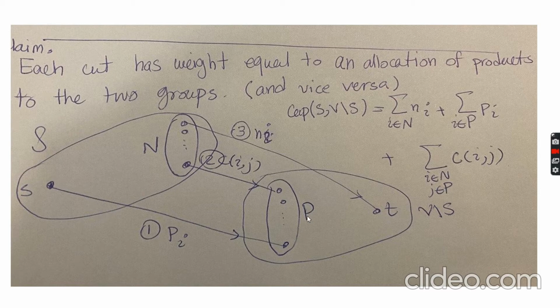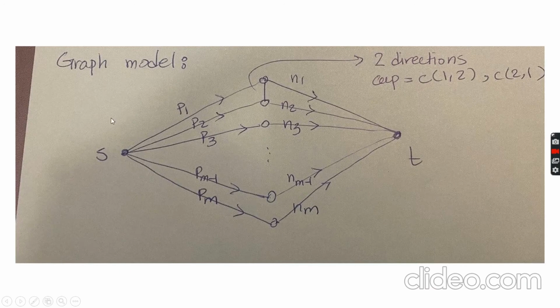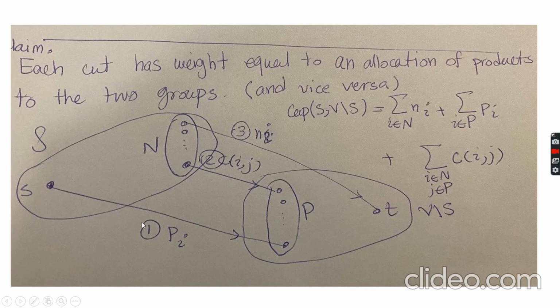Okay, now let's take a look at the cost of this cut in this graph that we defined. There are three types of edges that go from S to the rest of the nodes. One of them are the ones which go from S to products in V minus S. And as we defined the graph here, as you can see, we defined these capacities to be Pi. So here we'll be paying Pi for every i in P. Okay.